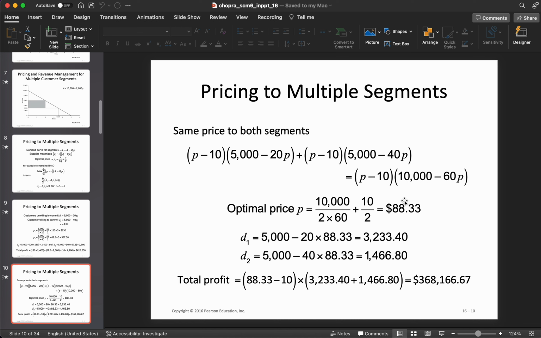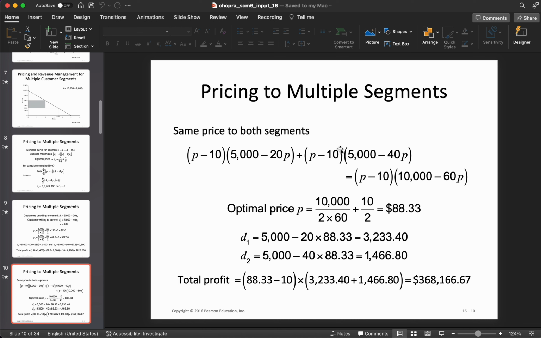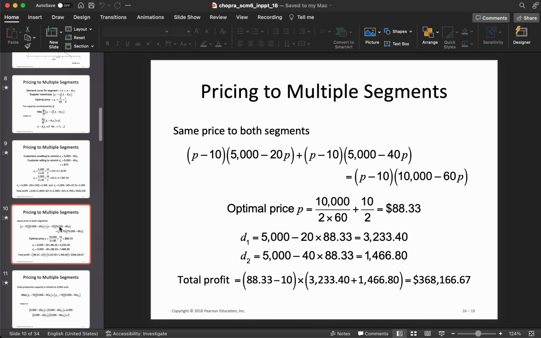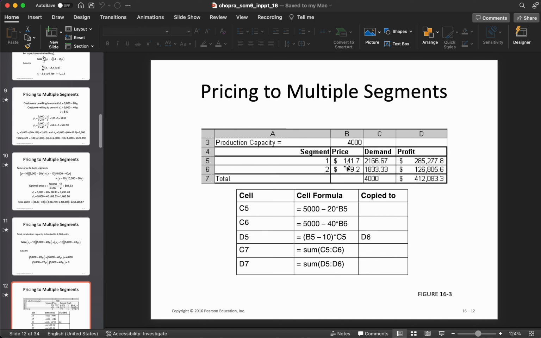That's how much you should charge both your groups, both your segments. And now you'll notice that the total profit is much lower than the $420,250 that you can make. So pricing them at the same price, you are definitely losing out on a good $32,000 in money, right? Now, if you have a maximum production capacity of 4,000, there are no simple formulas to do this. We will have to set this up in Excel, and we can solve this using Excel. Let's do that right now.